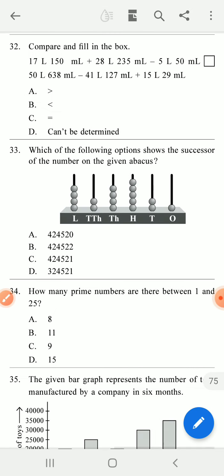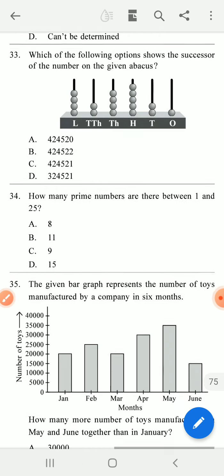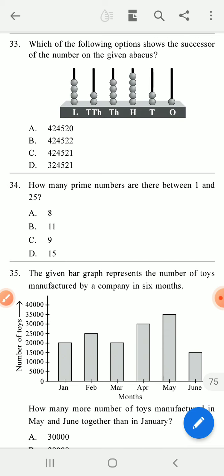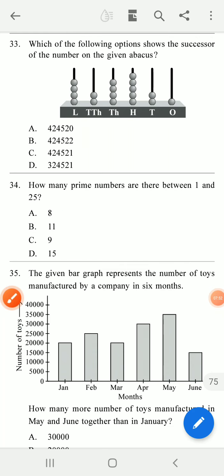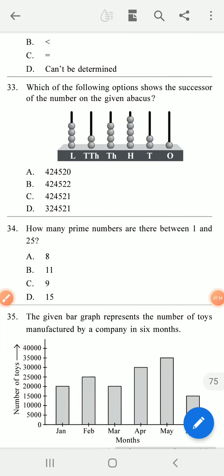Now 33. Which of the following options shows the successor of the number on the given abacus? So first find out the value and make the number, and successor means 1 plus. Do 1 plus and you can get the answer. 33B is the answer.